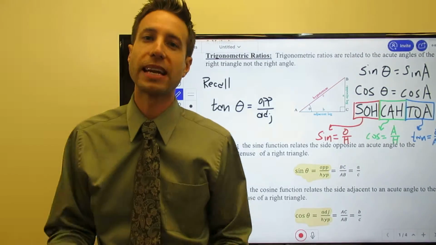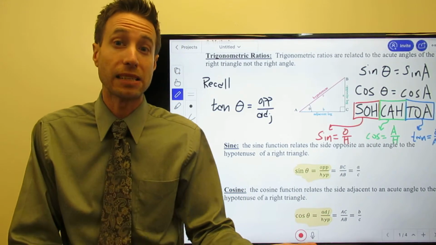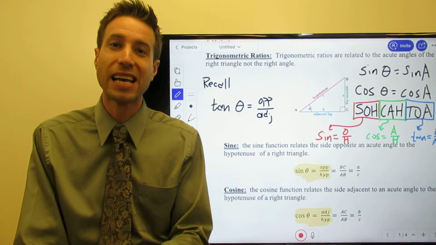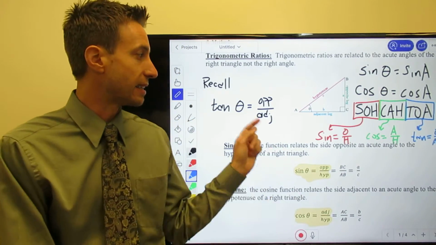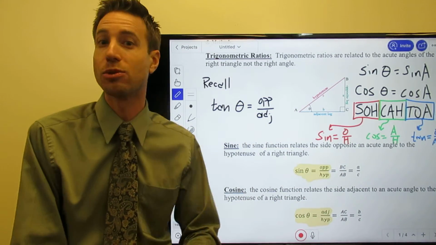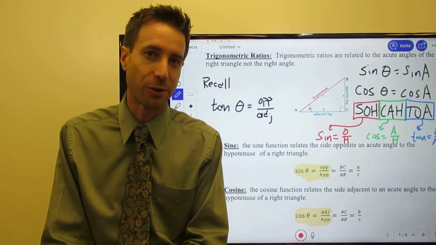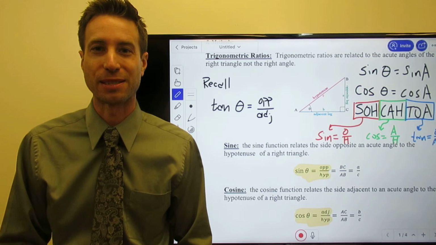So what we'll do on the next page of the notes is get some practice. I'll give you some triangles and I will ask you to write these three trig ratios for certain acute angles in that triangle. I'll meet you on the next page of the notes.